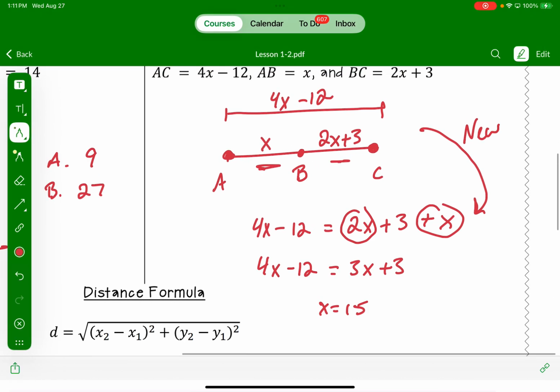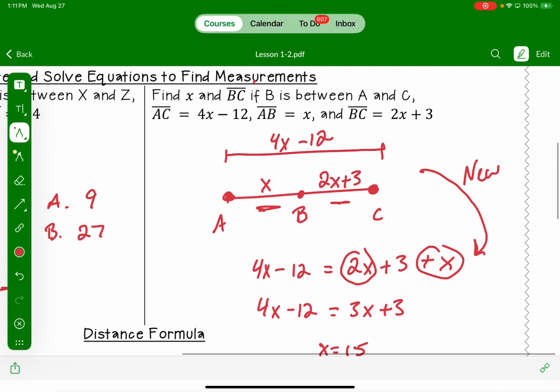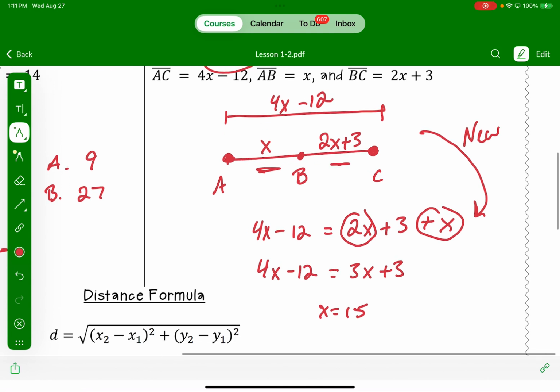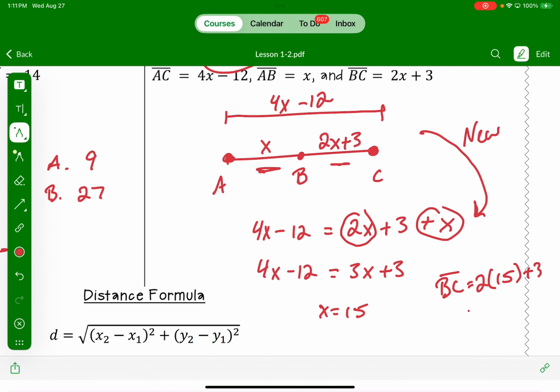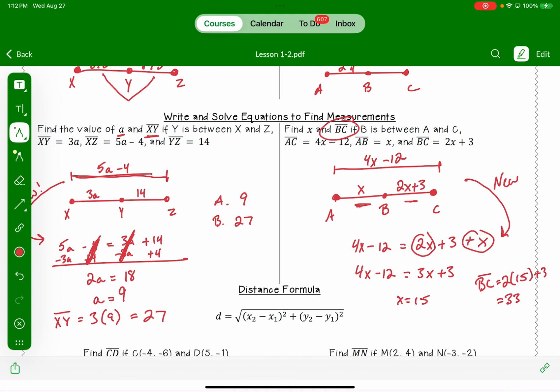Am I done with the problem? No, because we also need to find what BC is equal to. So what do I do with this 15? Substitute it, very good. 2 times 15 plus 3. BC is equal to 33. Questions, concerns, comments? Okay, so that's one type of problem we need to talk about today, line segment problems. We'll see some more of these tomorrow using some new vocabulary.